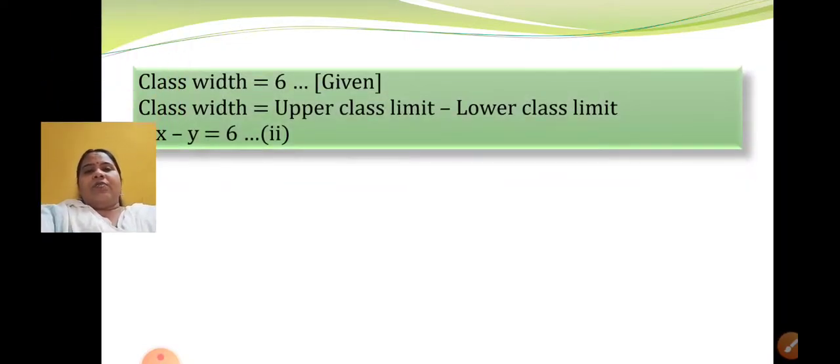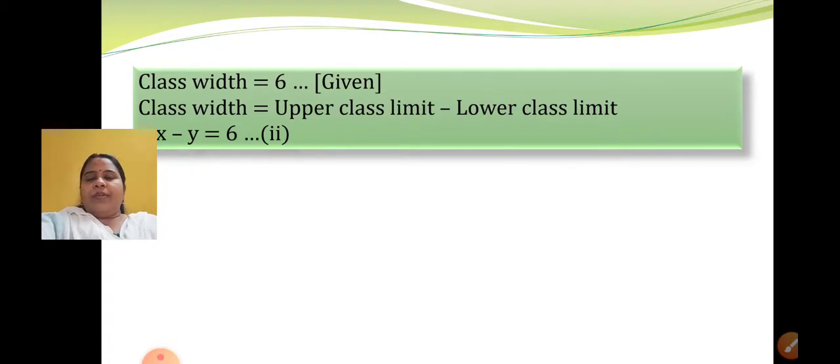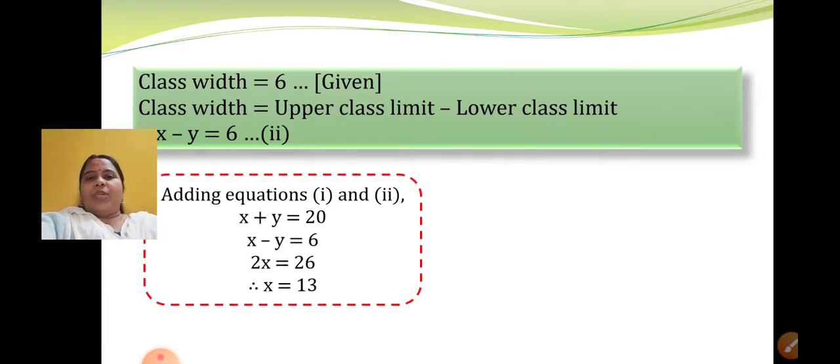Next is class width. The formula I gave you, upper class limit minus lower class limit. So it is x minus y is equal to 6. This is what we have assumed, upper class limit as x, lower class limit as y. The difference between them is nothing but class width, and that is given as 6. So like this I can get two very easy equations which can be further simplified. Yes, this method we have already finished in the linear equations chapter, and now what we have to do is simplify these two easy equations.